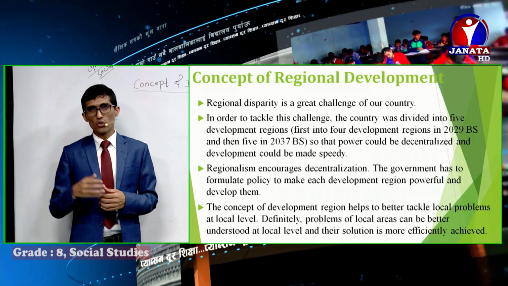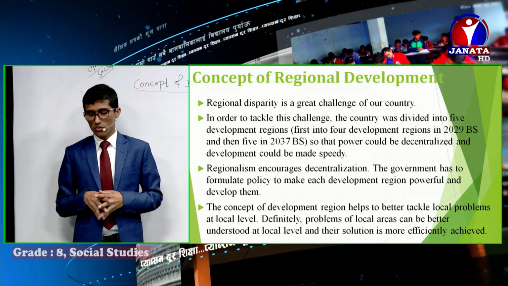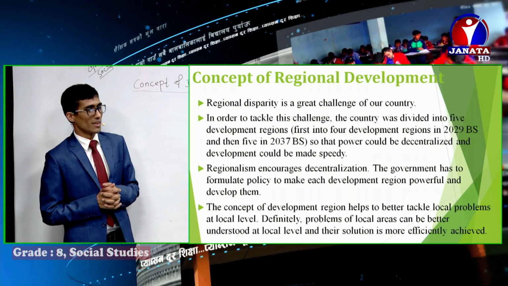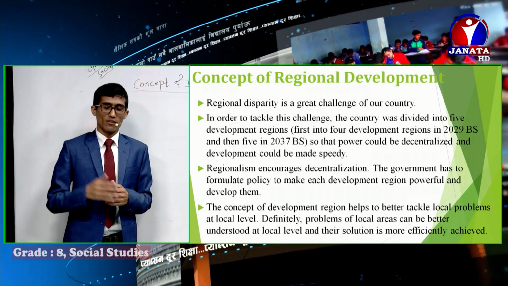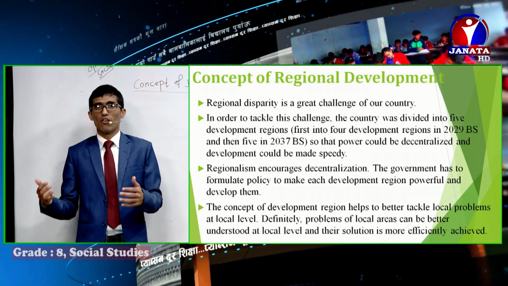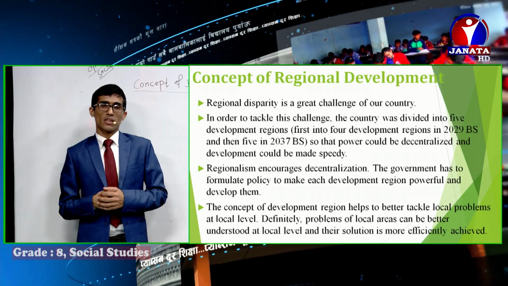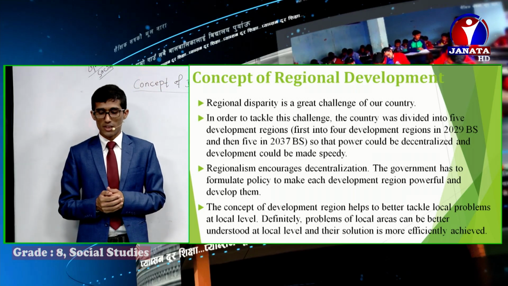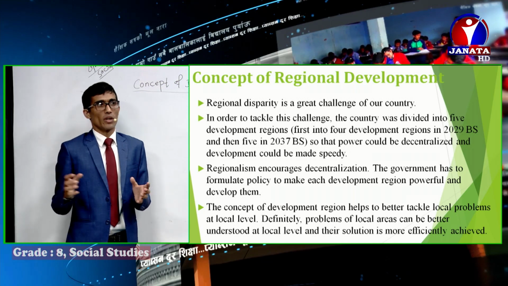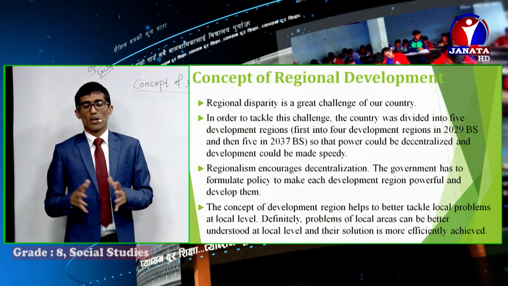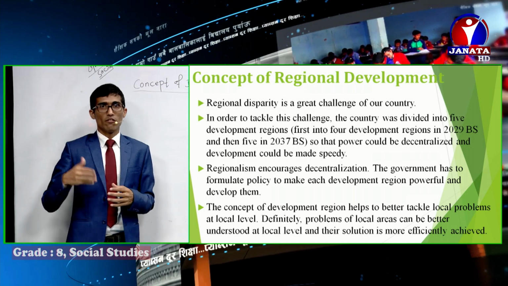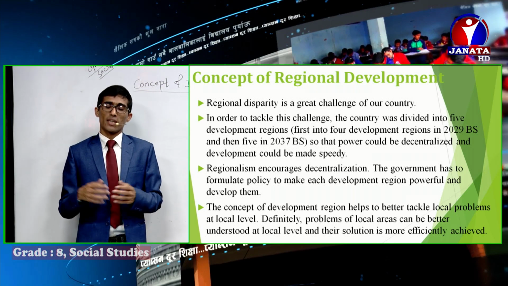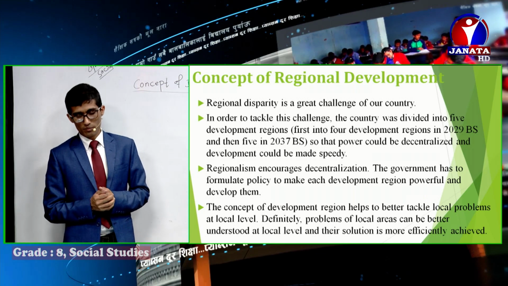First, it was divided into 4 development regions in 2029 BS, and later in 2037 BS those 4 development regions were increased to 5 development regions. Like the Far Western development region was divided into Far Western and Midwestern development regions. In this way, these 5 development regions came into existence. Means first 4 development regions in 2029 BS and 5 development regions in 2037 BS. In this way that was started.